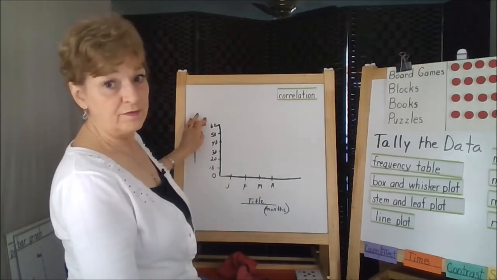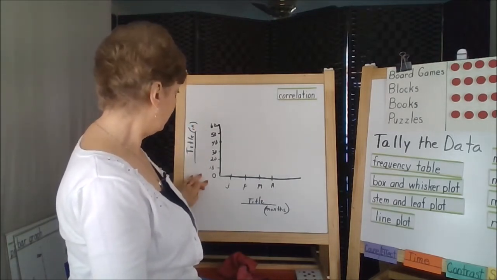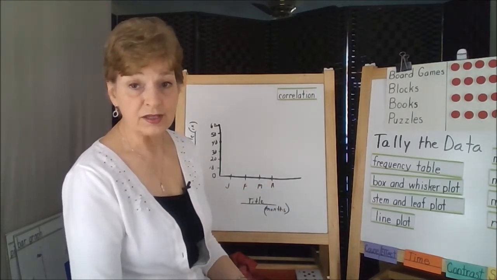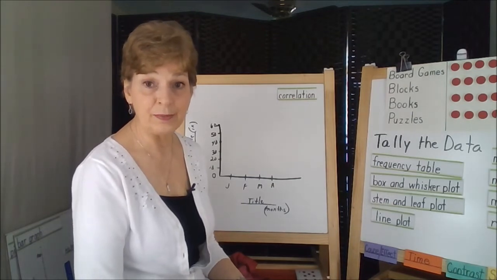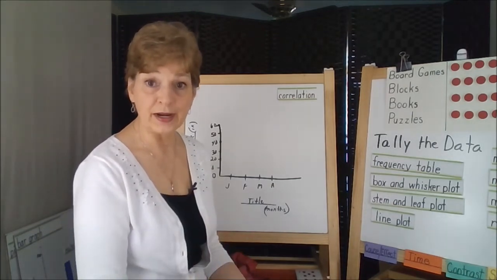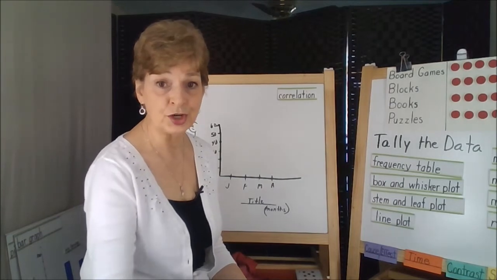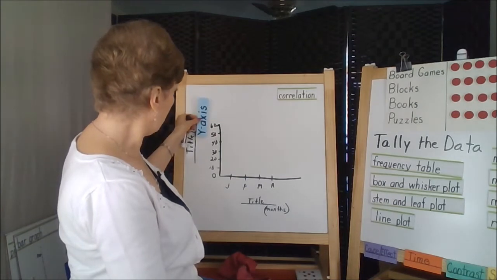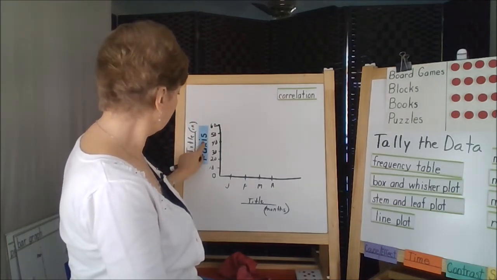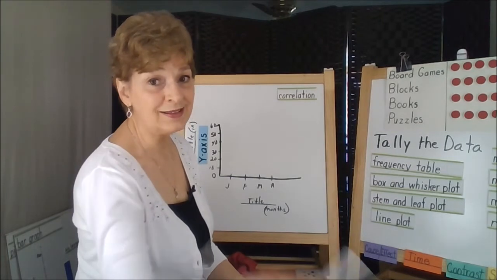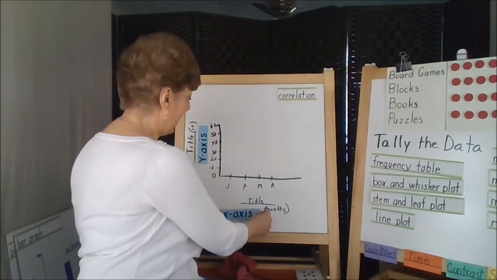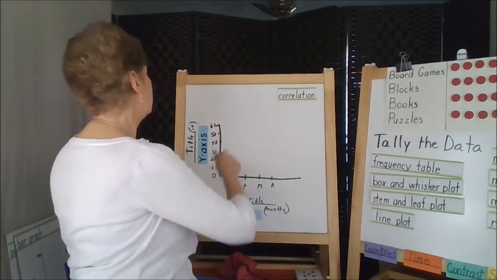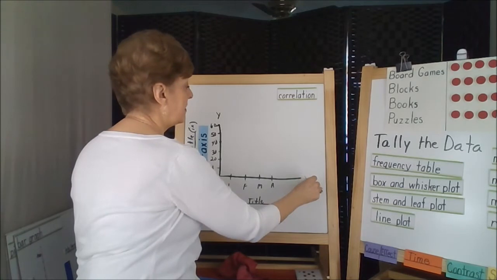So the vertical side of the graph and the horizontal side of the graph also correspond to another type of math that's called the coordinate plane. So I'm going to give you the actual terms for these because the vertical side is the y-axis and the horizontal side is the x-axis. So we have vertical, this is the y side of it, and that's the x-axis.